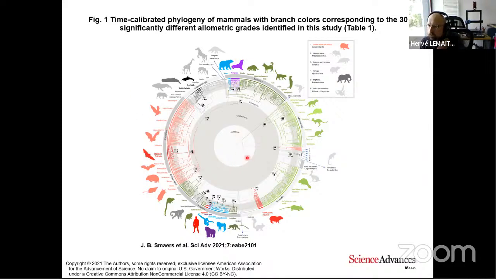And the other code of this figure is the light and dark colors. And that means higher or lower intercept. So for example, if I take the bat, compared to other species, this kind of bat has a higher intercept. And you can see the hominins here with both high slope and high intercept. Okay. So on that, they derived 30 grades, including the ancestral grade, based on shift of intercept and slope.